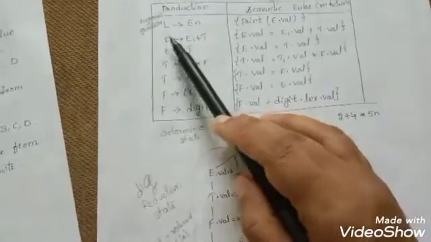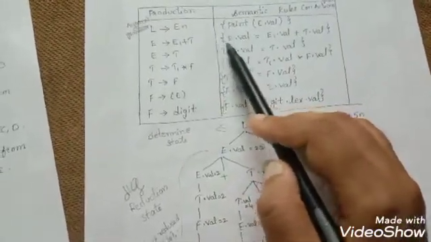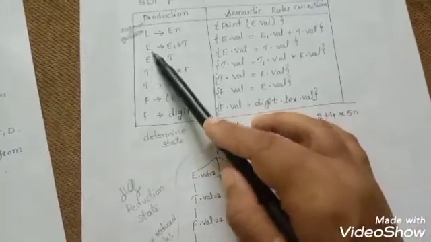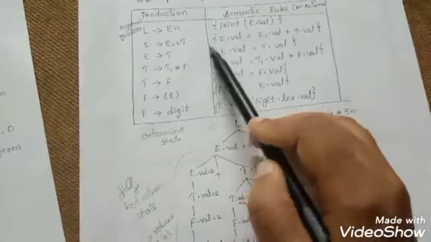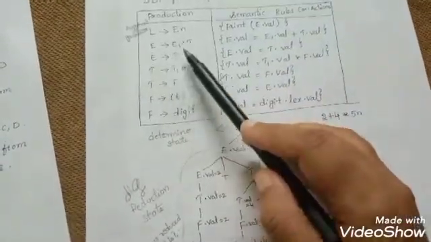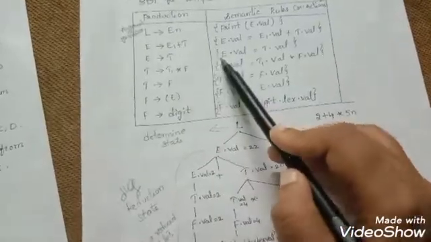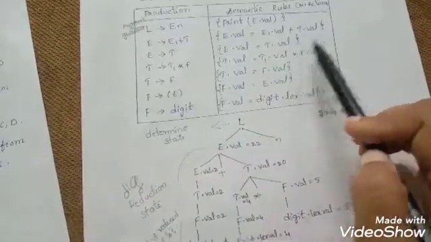Next, for the production E tends to E1 plus T, the semantic rule can be written as E.val = E1.val + T.val. In the same way, we need to write it for all of these. So E tends to T. The semantic rule for this is E.val = T.val.